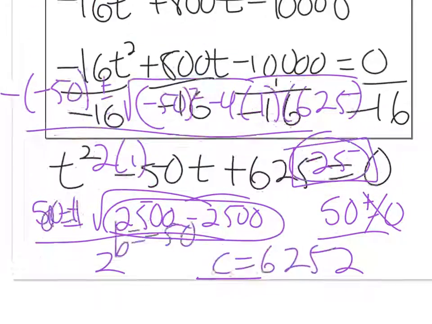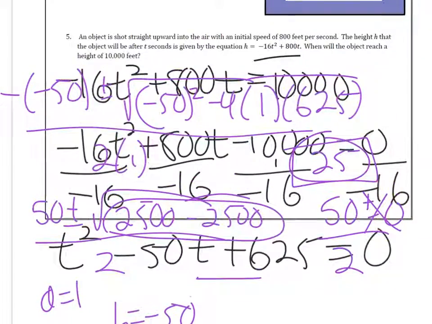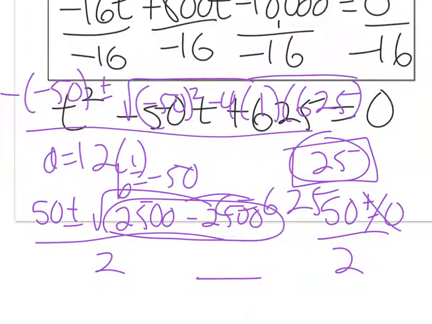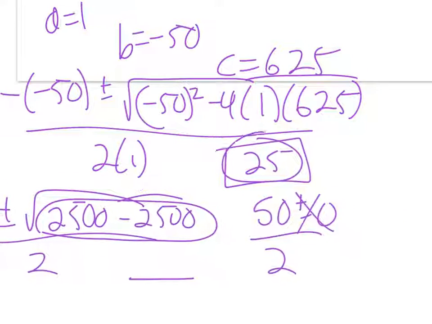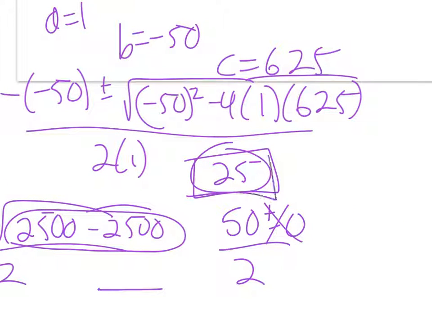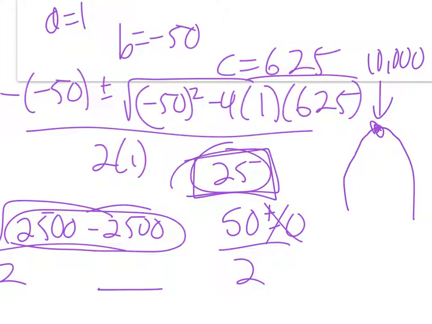So if I go back to the original part of the problem, when will the object reach a height of 10,000 feet? It's going to be 25 seconds. And what I also need to remember is that that's also going to be the highest it ever goes. So it's going to go up and come back down. That highest point is going to be 10,000 feet, and it's going to be at 25 seconds. All right, play around with this, memorize this, come back and talk to me with questions.